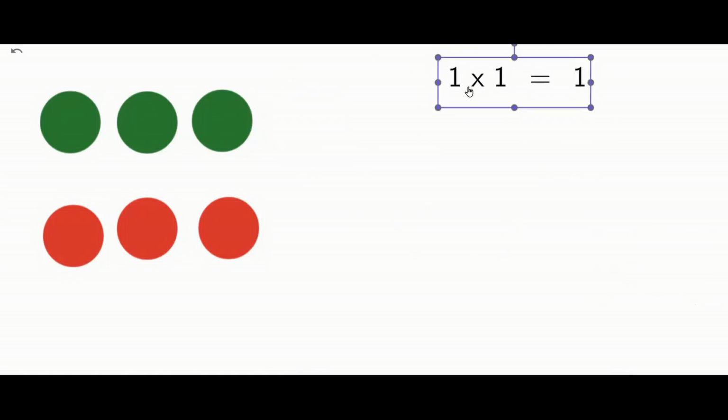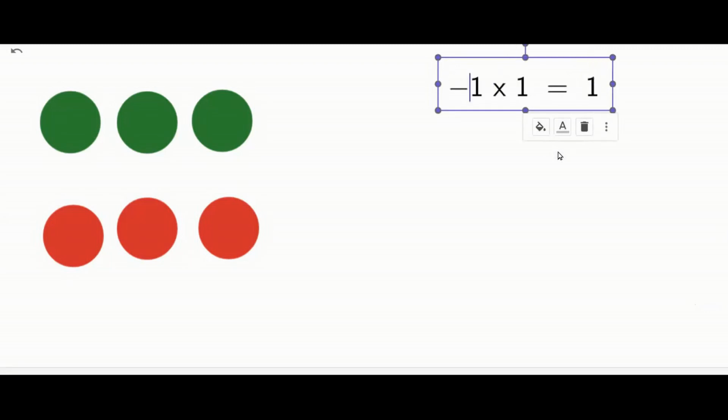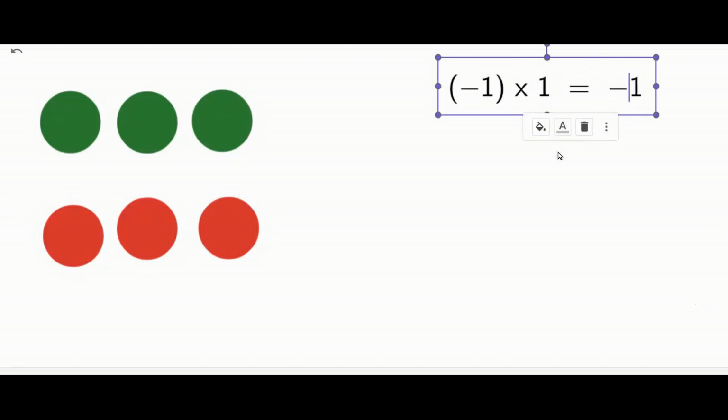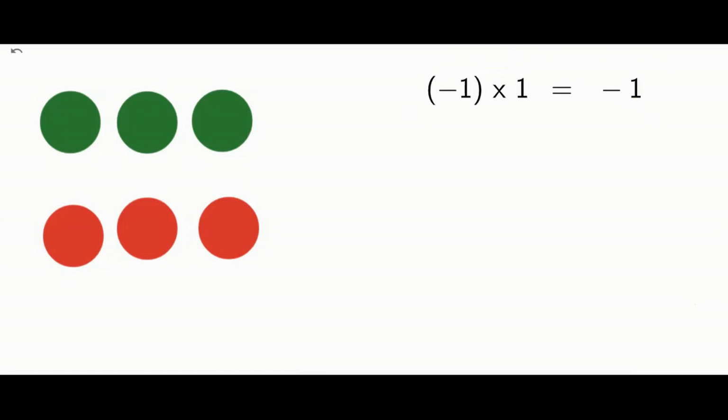How about this? We know -1 times 1 is -1. So if I give you a red dot once, how much money would you have? Well, you would have -$1. That's why it's -1.